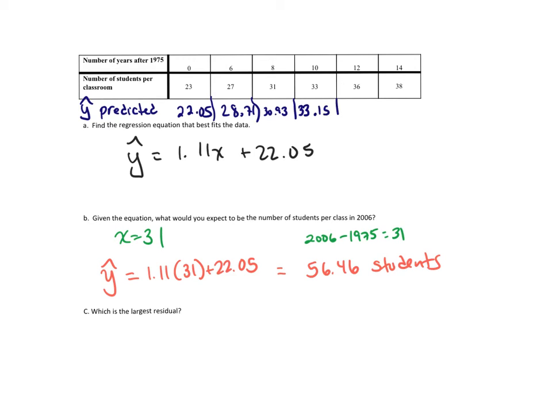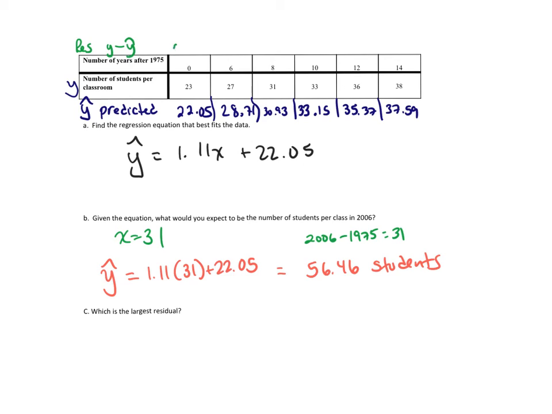33.15, 35.37, and then 37.59. And so now I have my y values, which are the actual number of students I saw, and then I have my predicted values. So to find my residuals, I'll just find the difference. The residual, remember, is y minus y hat. So we'll just take all those to find the residuals.